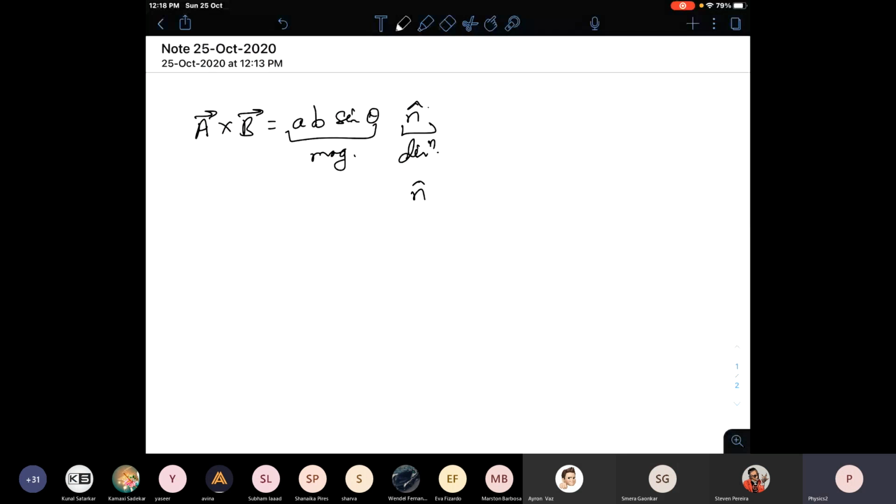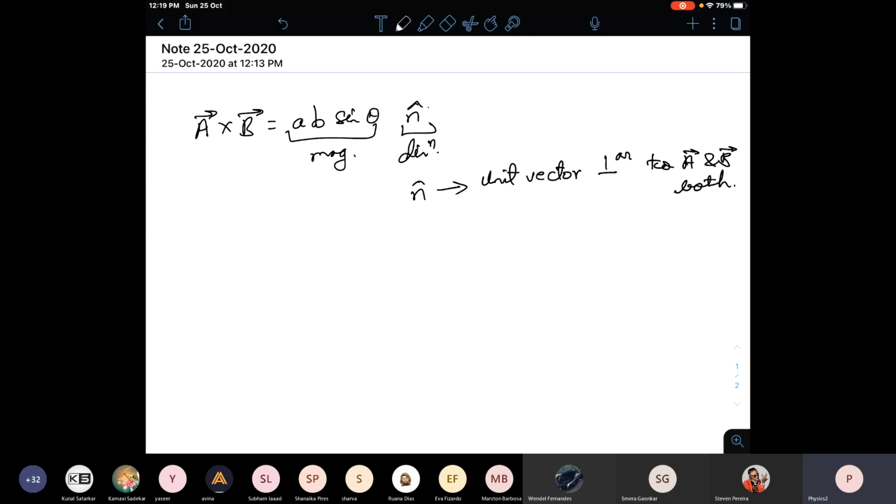A cross B basic formula is AB sin theta n cap. AB sin theta is representing the magnitude of the resultant vector. N cap is giving the direction of the resultant vector. Okay. Now n cap, what is n cap? It is a unit vector perpendicular to A vector and B vector both. Okay, A vector and B vector both at the same time. So this is your n cap vector.